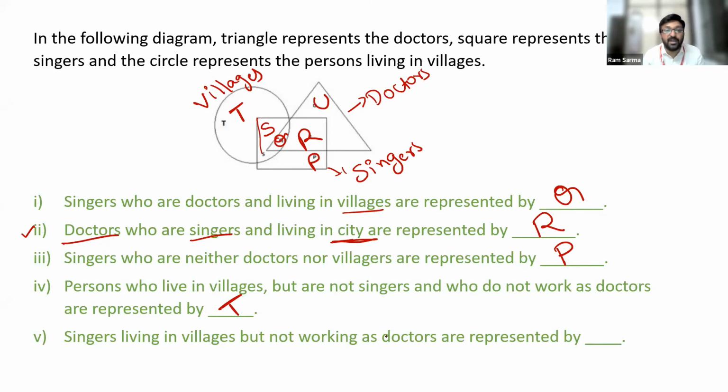Singers living in villages, but not working as doctors. It should be an intersection for rectangle and circle, but triangle should not be included into this. What will be your answer? Wonderful. It's correct.